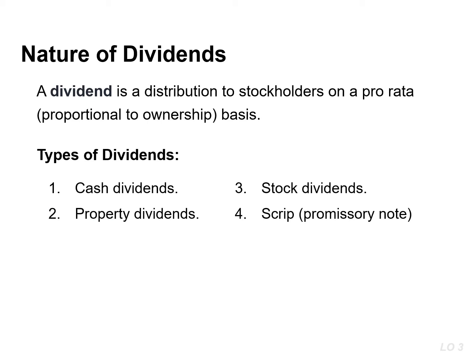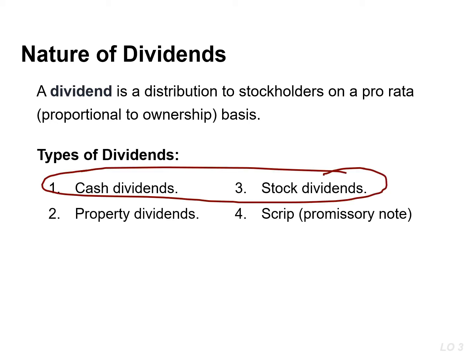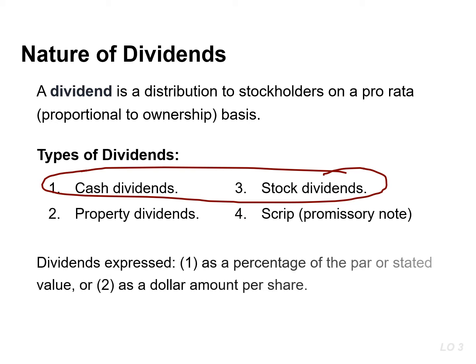The four types of dividends are cash, property, stock, or scrip. Cash dividends predominate in practice, although companies also declare stock dividends with some frequency. This video will focus on how to account for cash dividends, and a subsequent video will address stock dividends. Dividends are expressed as a percentage of the par or stated value, or as a dollar amount per share.